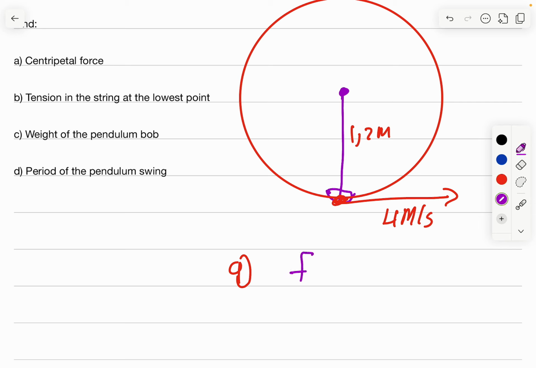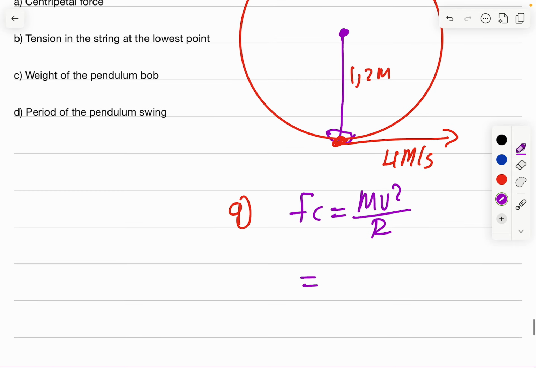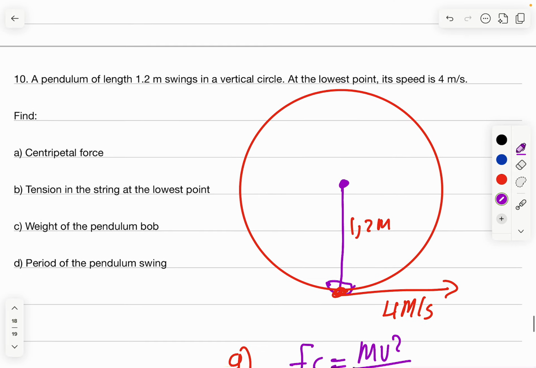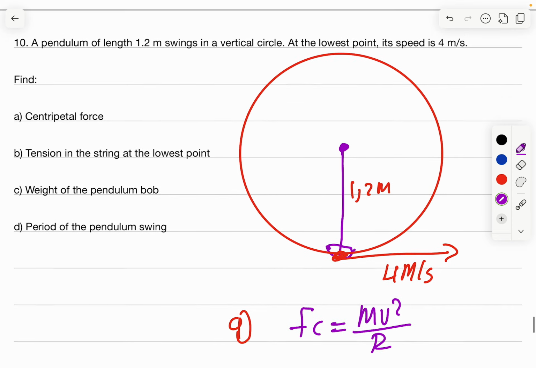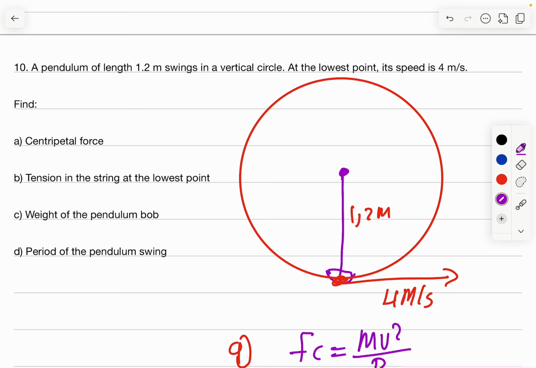You know centripetal force is simple, guys. mv squared divided by the radius. What is the mass? They did not give us the mass. You see guys, they made a mistake. They have to provide us with a mass. Let's suppose the mass is, let's say, 2 kilograms. The pendulum is heavier, let's say maybe 10 kilograms.